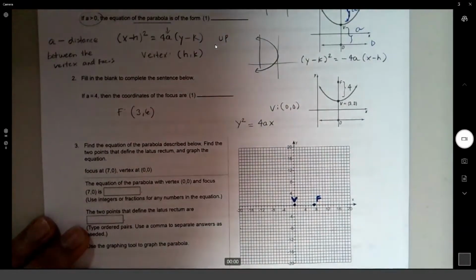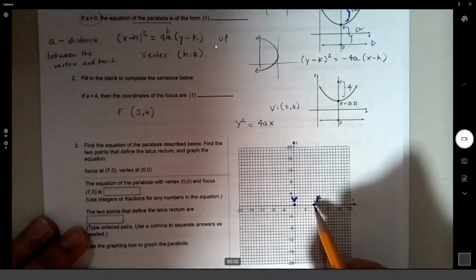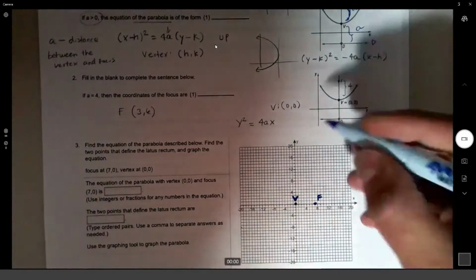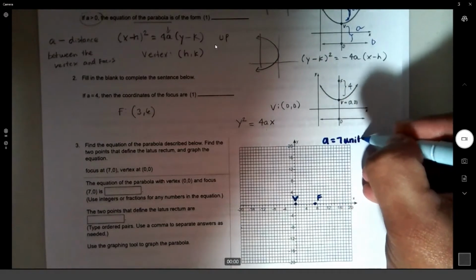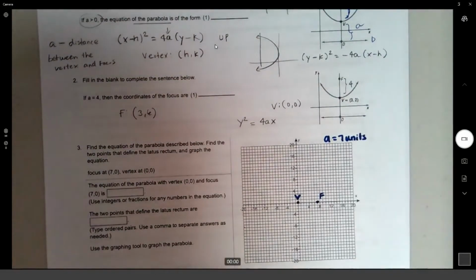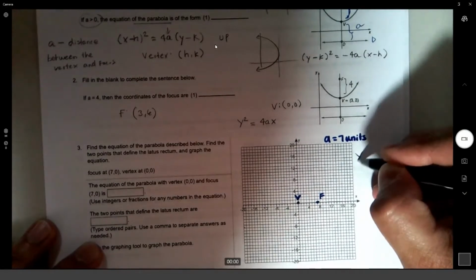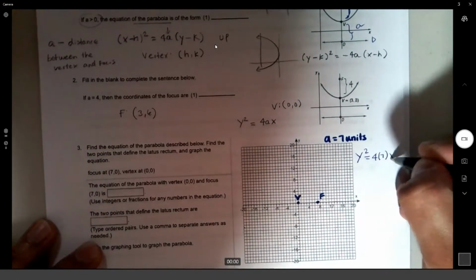So what is a? A is the distance between the vertex and the focus. So in this case, we can agree, hopefully you and I can agree, that a is equal to 7 units. Okay, so what's the big deal? Well, what's the big deal is that now we can actually come up with an equation. All right, so we have y squared is equal to 4 times 7 times x.